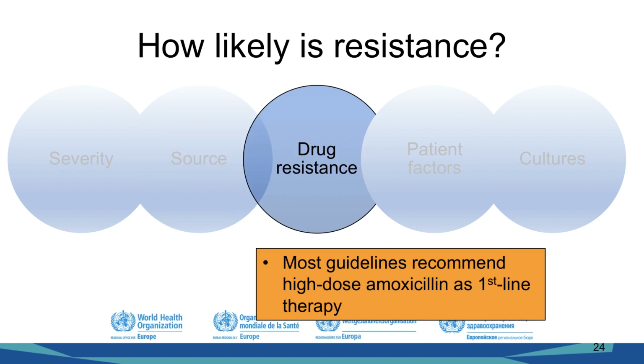How likely is this infection due to a drug-resistant organism? Although the prevalence of drug resistance among Streptococcus pneumoniae is growing worldwide, this has not impacted the prevalence or severity of acute otitis media. Most guidelines recommend high-dose amoxicillin as the first-line therapy in patients who have not received antibiotics within the last 30 days, who do not have concomitant purulent conjunctivitis, and who have no history of recurrent acute otitis media.